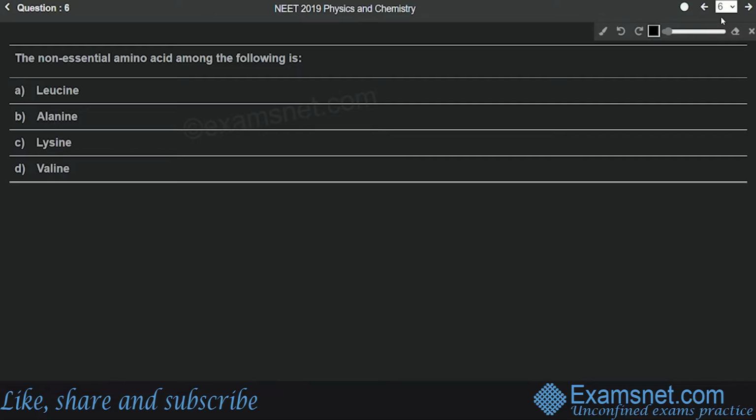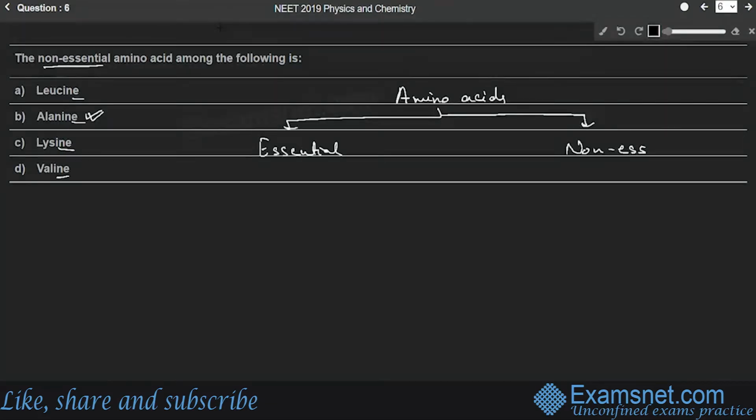Question number 6 is from the chapter Biomolecules, and the question is the non-essential amino acid among the following is, okay, options are leucine, alanine, lysine and valine. So the non-essential one is alanine, okay, others are essential amino acids. But what do we mean by essential and non-essential amino acids? We know that amino acids are categorized into two groups. First one is essential and the other one is non-essential. Okay. So what is the difference between them?